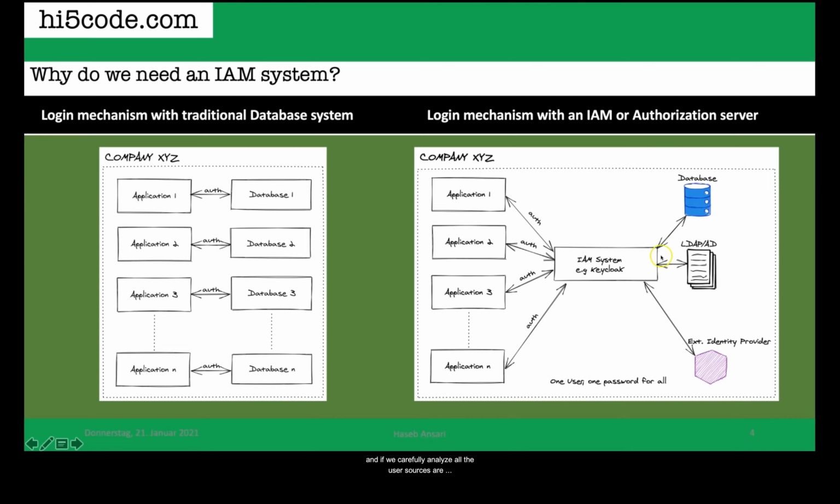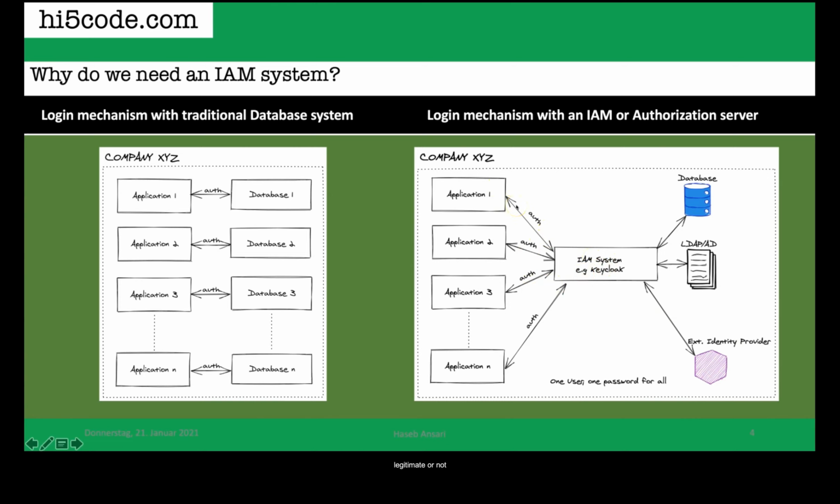And if we carefully analyze, all the user sources are connected to the IAM system. So when the user feeds the username and credentials, applications do not receive any credential information directly. It is the IAM system which just says, in the form of a token, whether the user is good or not. All the credential handling still happens inside the secure infrastructure between an authorization server and the persistent storage or LDAP server.